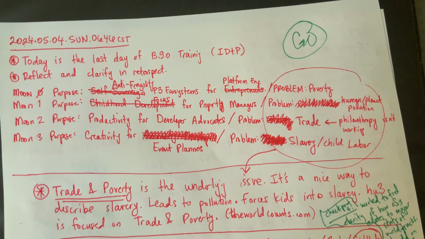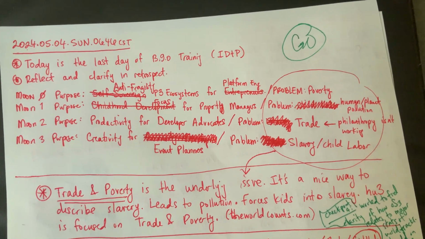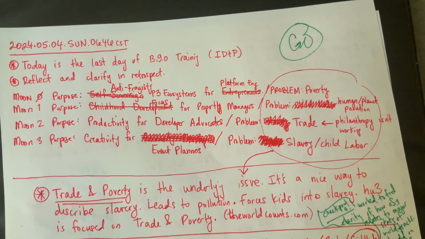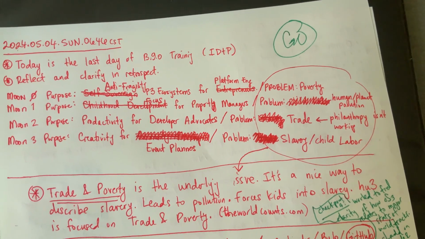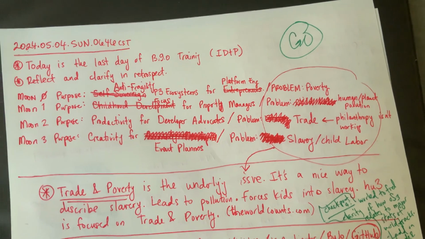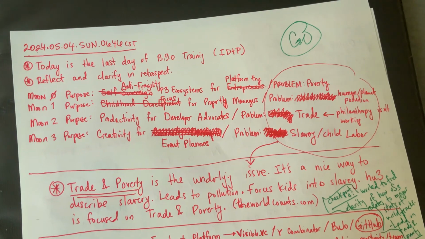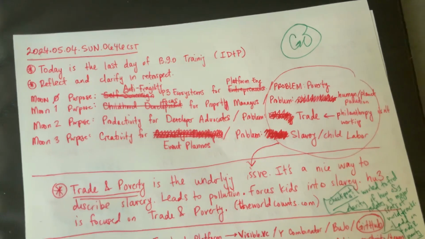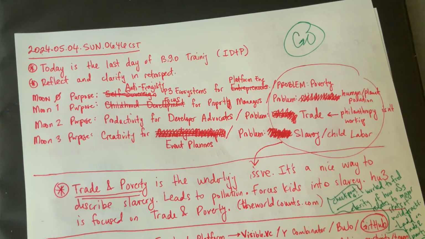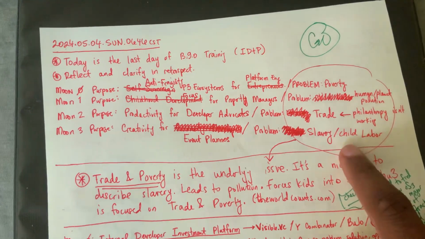Then productivity for developer advocates is going to be Moon 2, with the problem with trade, because I don't think philanthropy is really working, because they were saying for every dollar that goes into philanthropy, that country is sending $24. They're losing $24. So donating is, in a way, stealing money from people. So finally, creativity for event planners. And I was thinking of slavery and child labor.